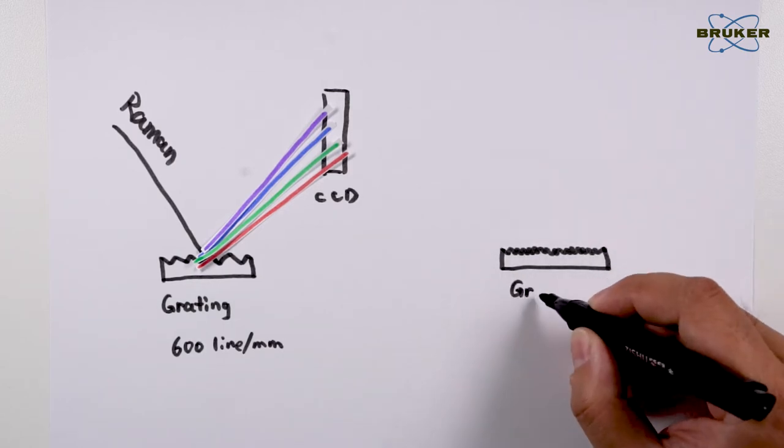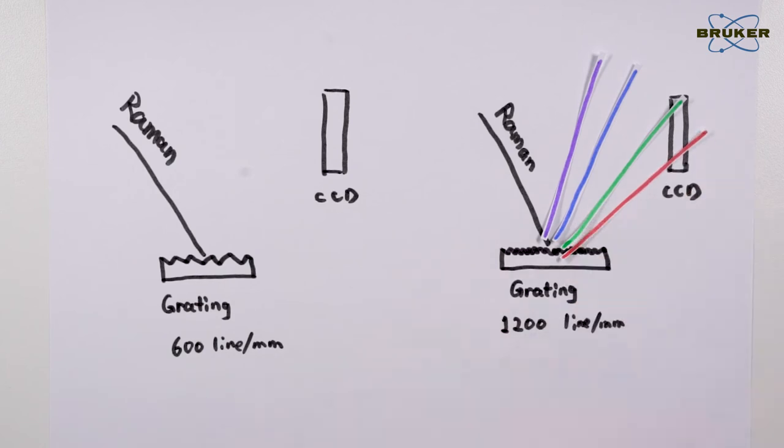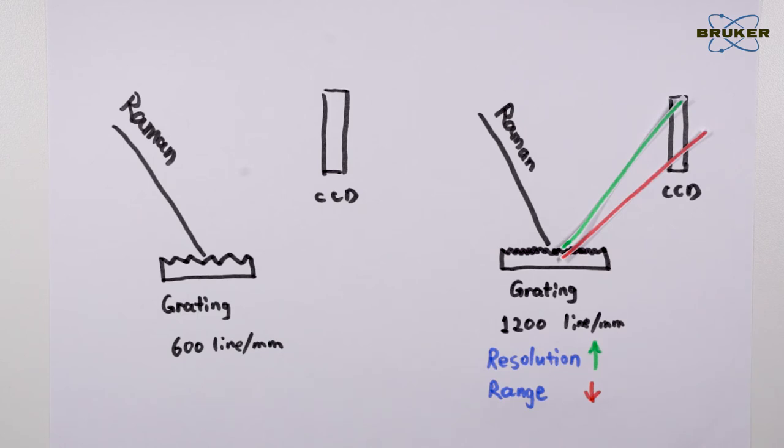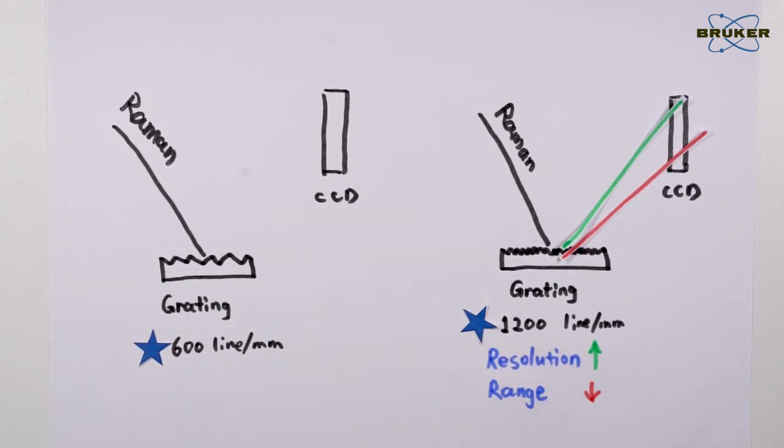As the individual wavelengths are now spread across a larger area on the CCD, this allows us to detect more detail. In other words, by increasing the line density, we have also improved the spectral resolution and narrowed the detected spectral range. Now, it is obvious why the line density is the most important parameter of a grating, and it is usually measured in lines per millimeter.